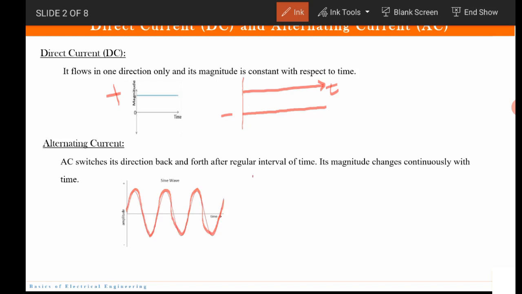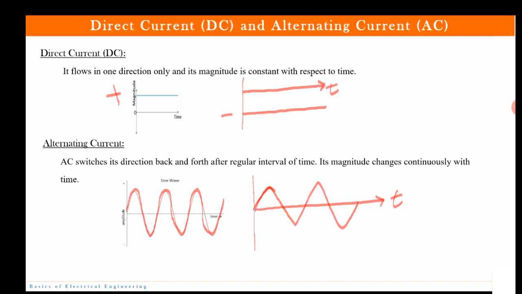Now it is not necessary that always the signal will be sine only. Even alternating current can be like this. Fine. This is a type of triangular wave. So I hope now it is clear for you.